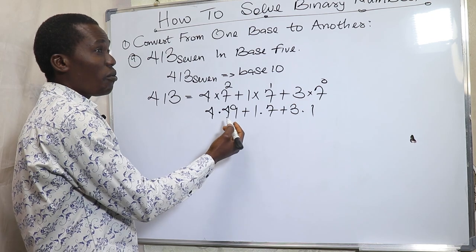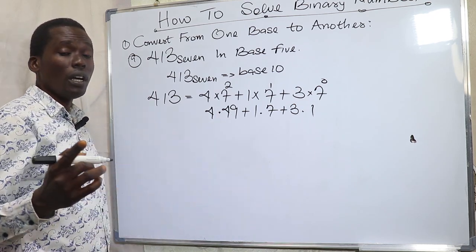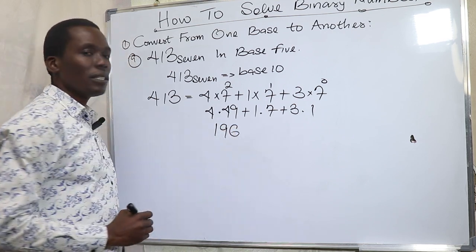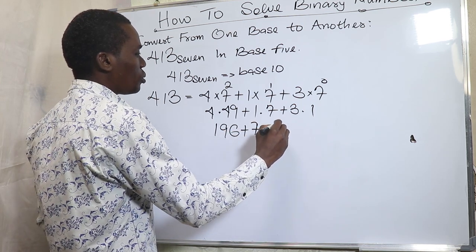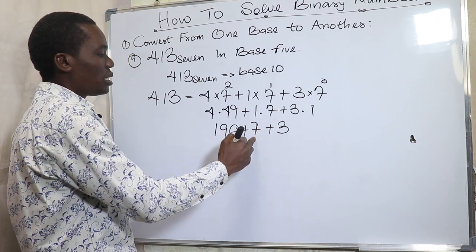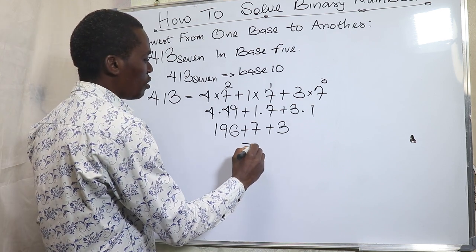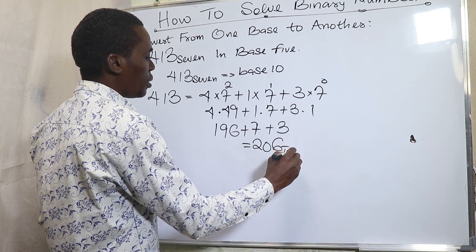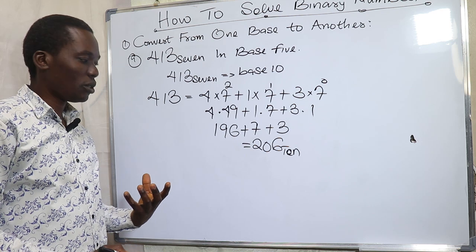So 4 times 49 is going to give me 196, right? If it gives me 196, I'll add it to 7 and I'll add it to what? To 3. And what will this give me? 196 plus 7 plus 3, 7 plus 3 is going to give me 10, and the total of this is going to give me 206 in base what? In base 10. Now this is how we use the power expansion method.